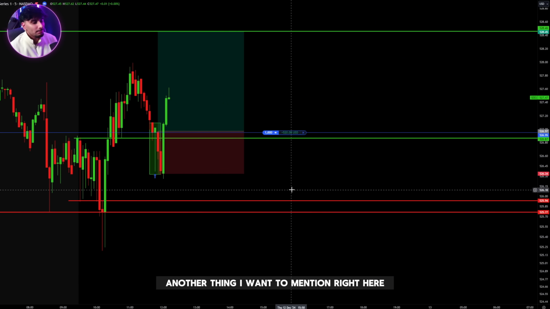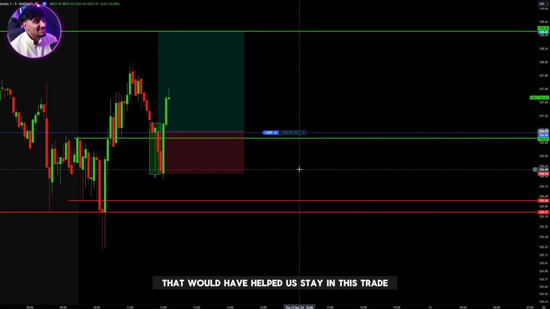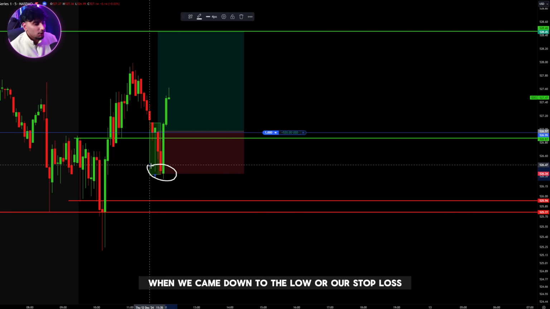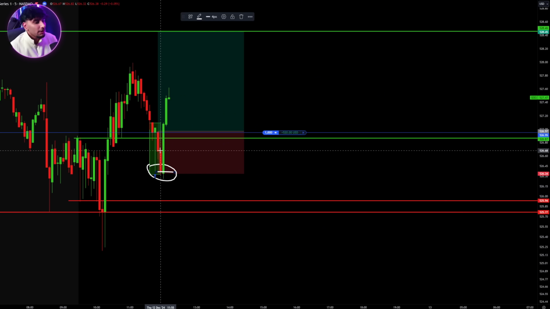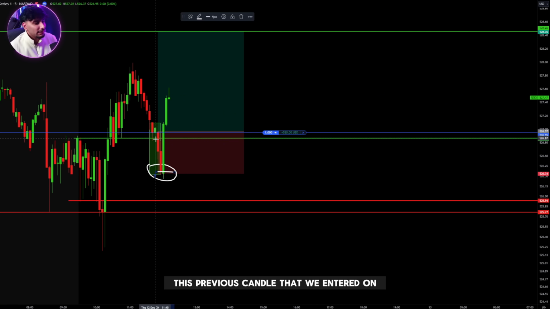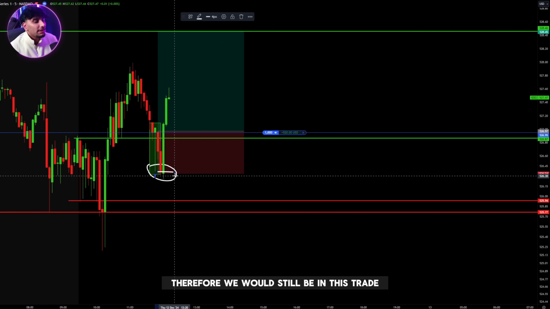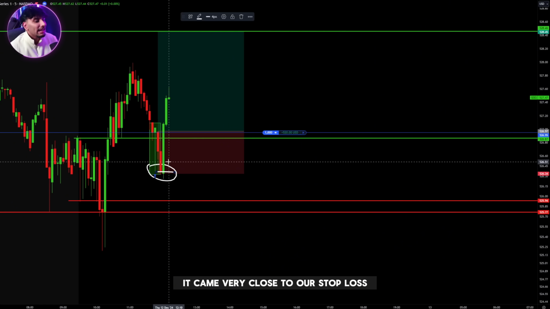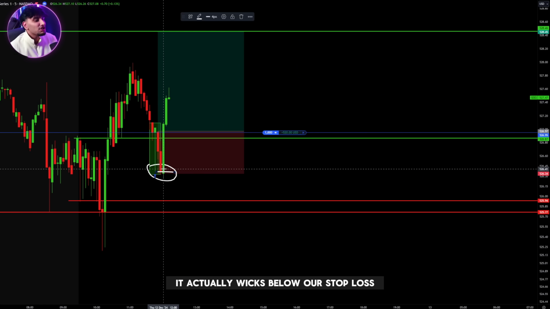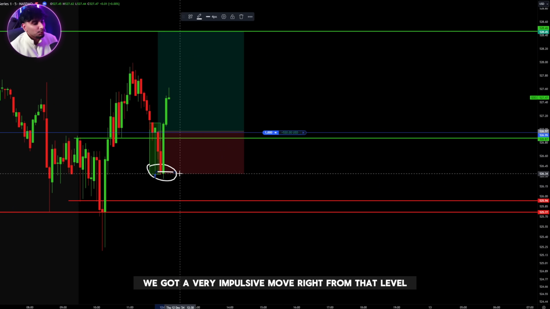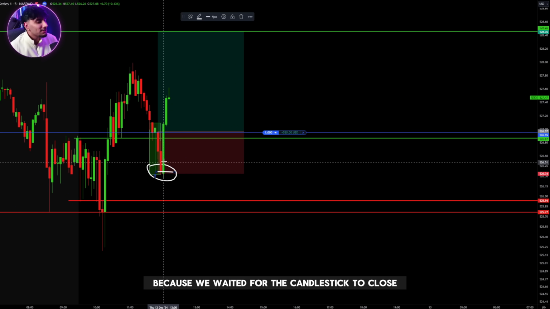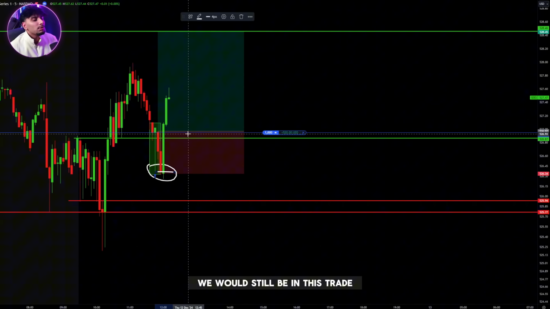Another thing I want to mention right here that would have helped us stay in this trade: when we came down to the low or our stop loss, we never had a candlestick closure below our level. The body still closed above this previous candle that we entered on. Therefore, we would still be in this trade. It came very close to our stop loss. It actually wicked below our stop loss. However, we got a very impulsive move right from that level. Therefore, because we waited for the candlestick to close, we would still be in this trade looking for our profit target, and we did not get stopped out.